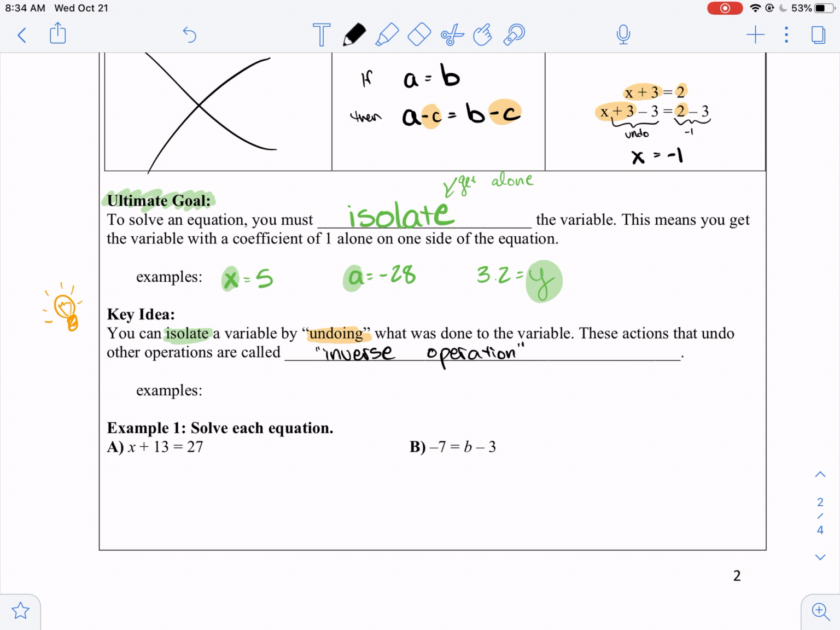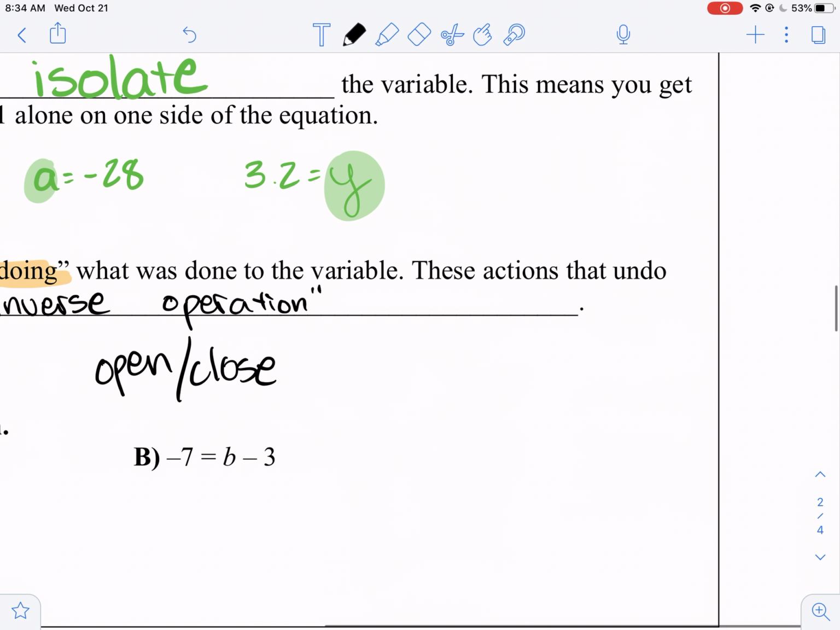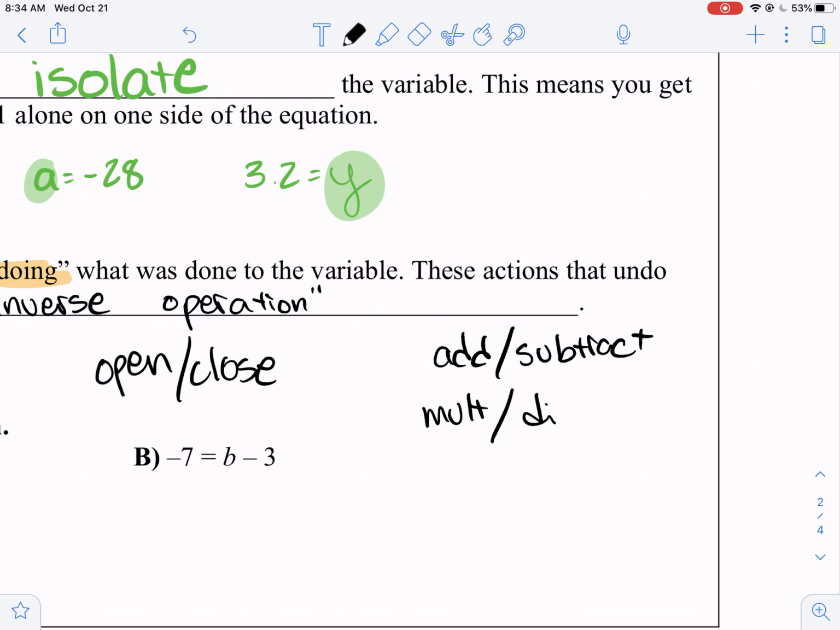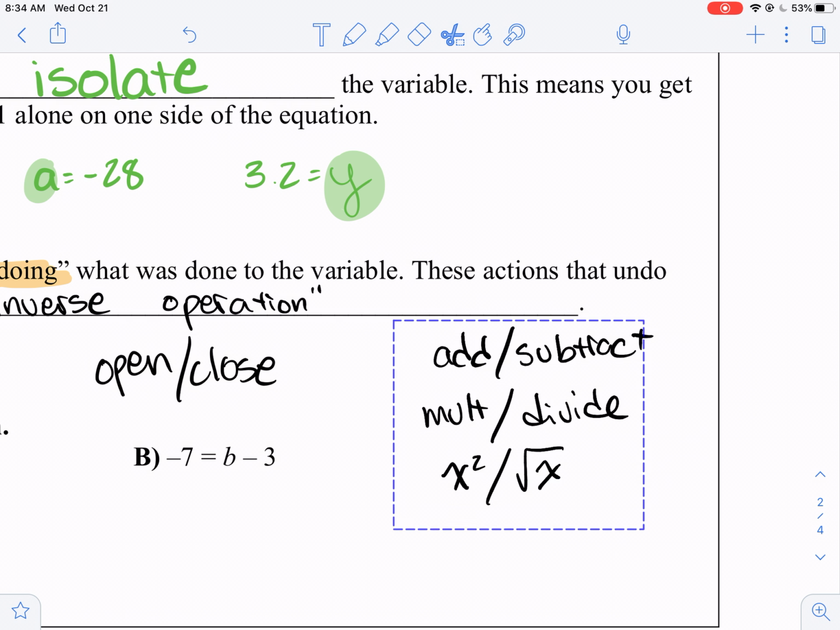Examples, like non-math examples of inverse operations, are things like tying and untying a bow, or opening a door and closing a door. Math examples, the opposite of add is subtract. By opposite, I mean the inverse. The inverse of multiply is divide. The inverse of squaring a number is taking the square root of a number. That's so fun.